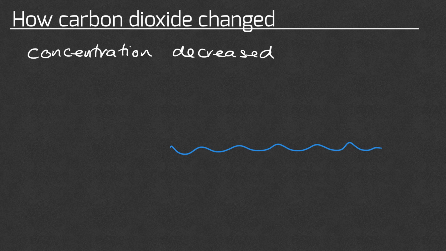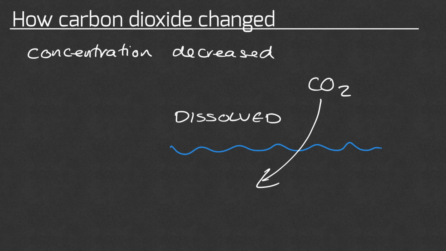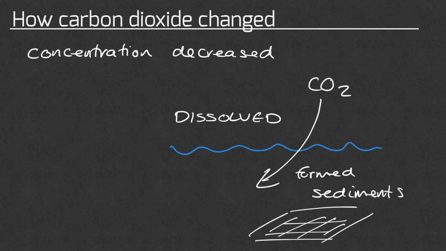There are three main ways in which the concentration of carbon dioxide decreased, and they all involve the ocean. The carbon dioxide from the atmosphere dissolved into the ocean. You need to make sure you use the word dissolved. You can't say absorbed or went into. The carbon dioxide from the atmosphere dissolved into the ocean. The dissolved carbon dioxide then reacted with some other ions, and it formed sediments on the seabed.